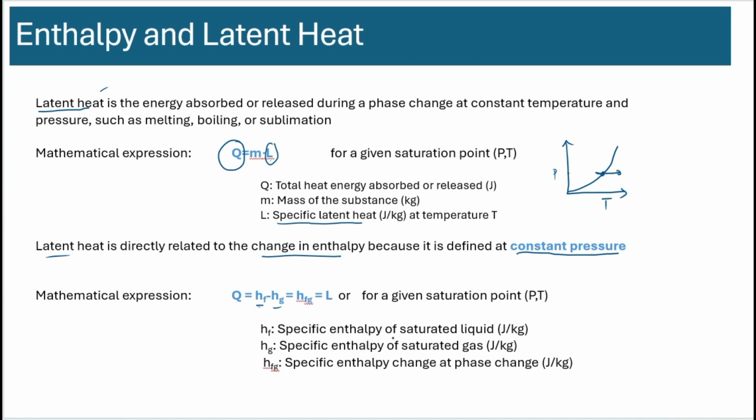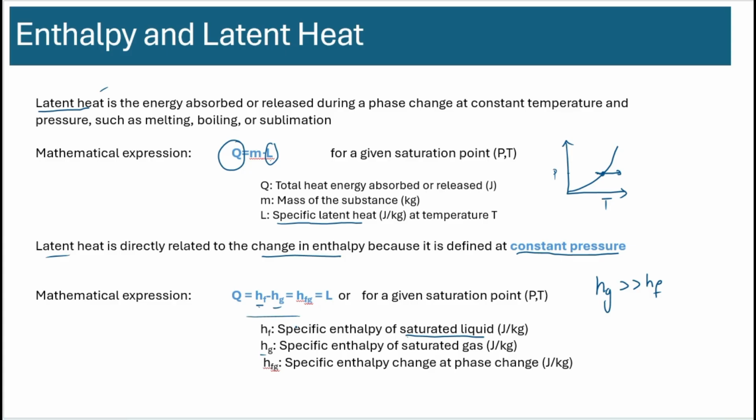Hf is the specific enthalpy of the saturated liquid, and Hg is the specific enthalpy of the saturated gas. Typically, Hg is much greater than Hf, so the enthalpy of gas is much greater than the enthalpy of liquid at the same pressure. The difference gives you the amount of heat that you need to supply to the liquid to take the energy to a very high level close to Hg. So this is basically the equation.